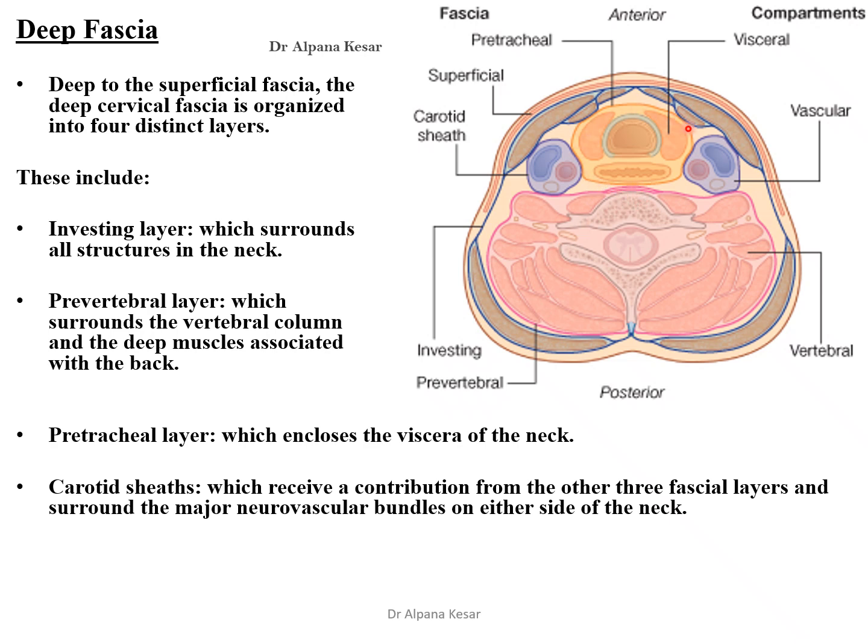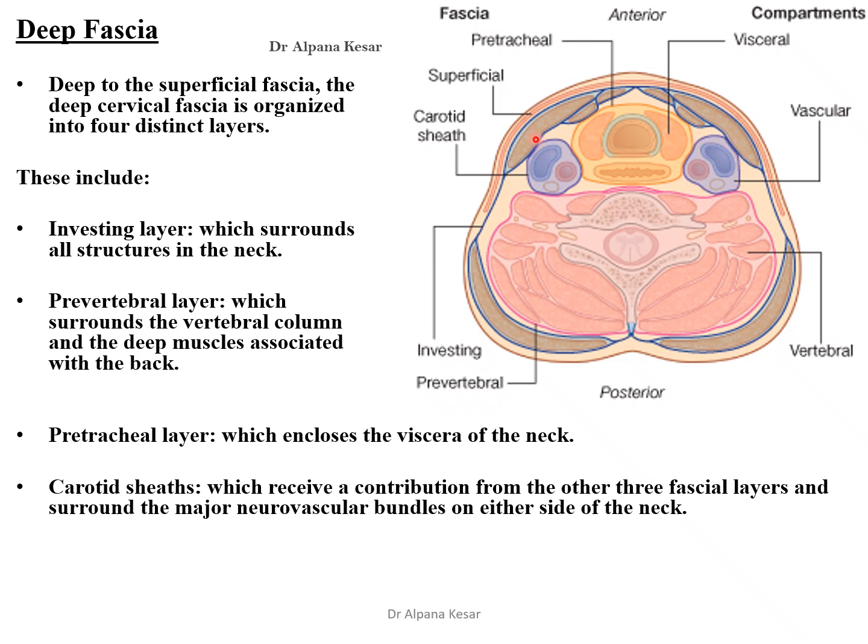Pretracheal fascia. Pretracheal fascia is what is seen in yellow or orange. This fascia surrounds the viscera of the neck. Carotid sheath. Carotid sheath is present on both sides of the neck.